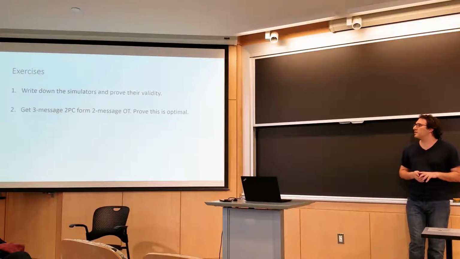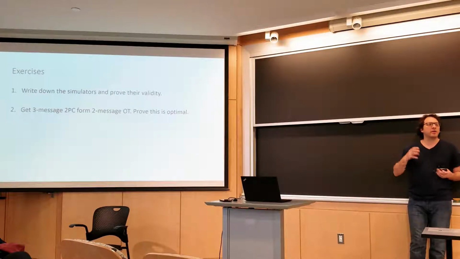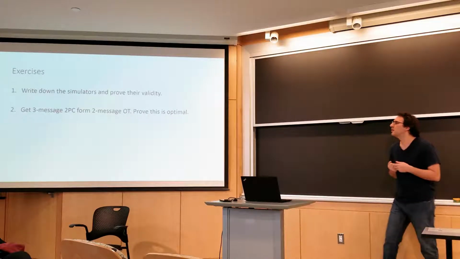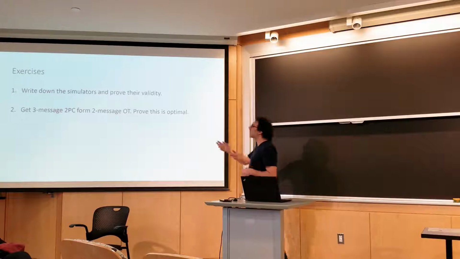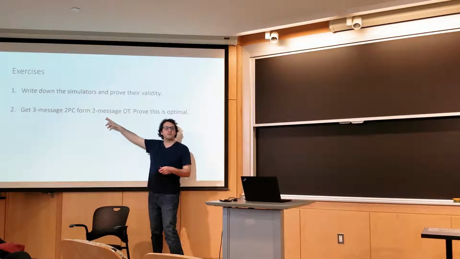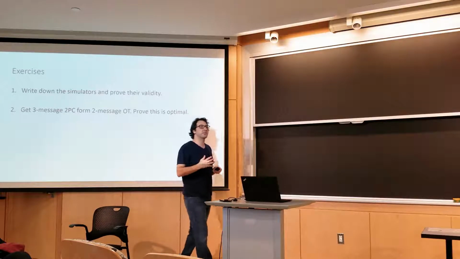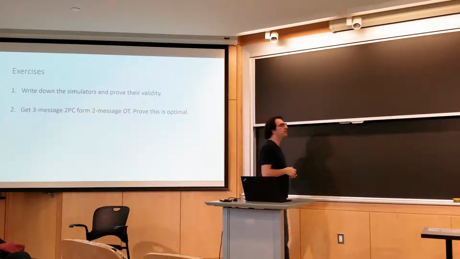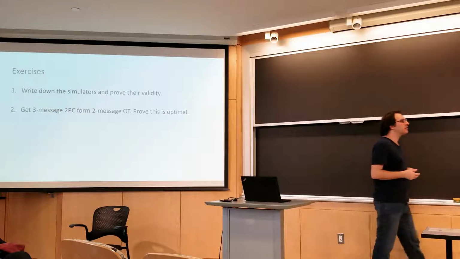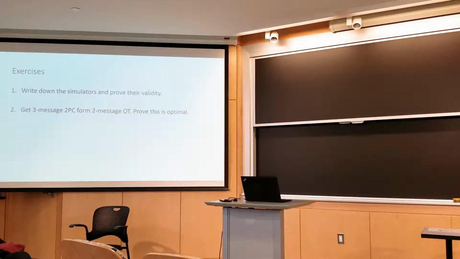Another exercise is to try and shrink this protocol down. This protocol has a constant number of rounds, but we were kind of liberal with the rounds. Turns out that you can do something a bit tighter. Let's say that I give you an oblivious transfer protocol that only has 2 messages. Try to build a two-party computation protocol that has 3 messages. Try to shrink down the number of rounds. And the second part of this exercise is to prove that both of these numbers are actually optimal. Any secure two-party computation protocol has to have at least 3 messages.